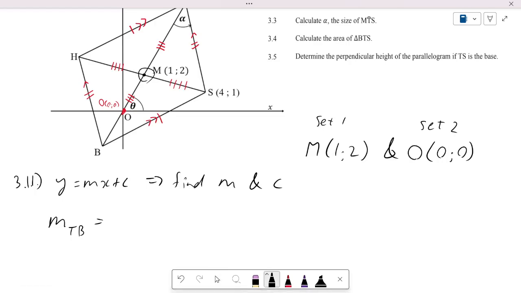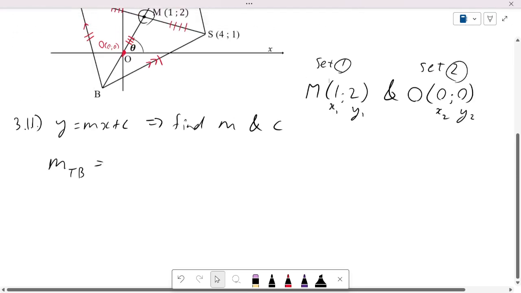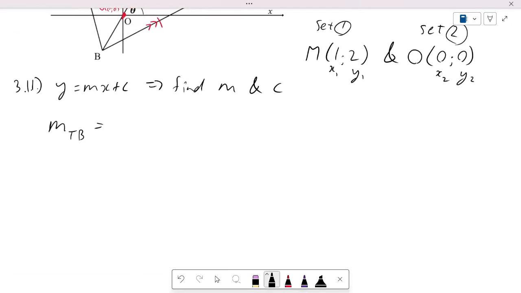Such that this x coordinate will be x1, this y coordinate will be y1, this x coordinate will be x2, and this y coordinate would be y2, named after their sets over here. And now, because we have that information, we can use our formula, which is y2 minus y1 over x2 minus x1.